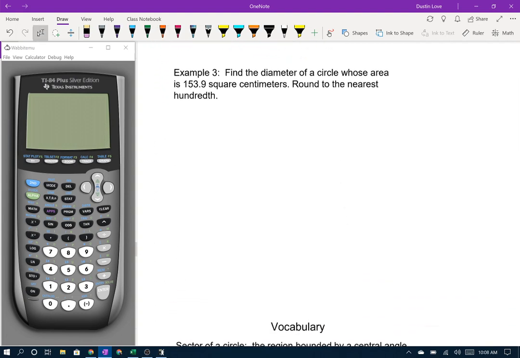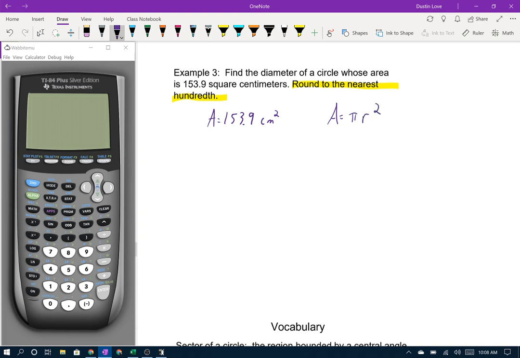Number 3, find the diameter of a circle whose area is 153.9 square centimeters. Round to the nearest hundredth. So this one we are going to be using our calculator and just rounding off. Find the diameter of a circle whose area is 153.9 square centimeters. Okay, I use my formula, pi r squared.